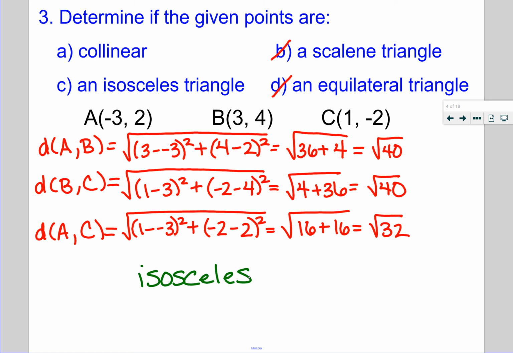So on a test problem like this, you'd get a point for that answer, but you'd get several points for the work itself to support that answer because that is your proof. So make sure, again, you're showing all the work for that.